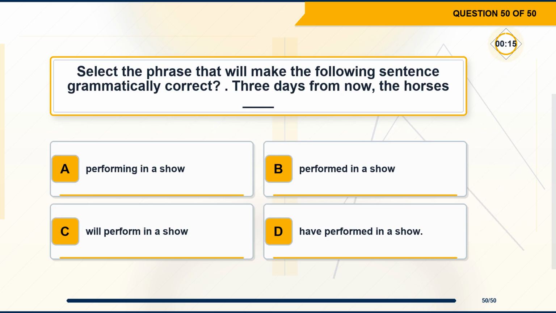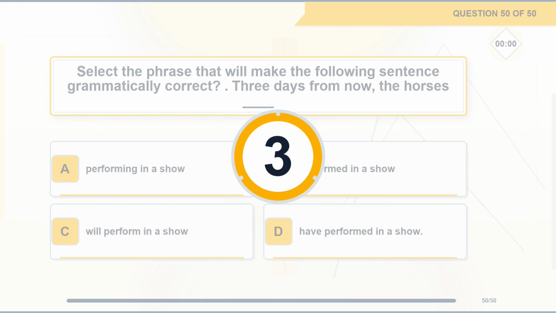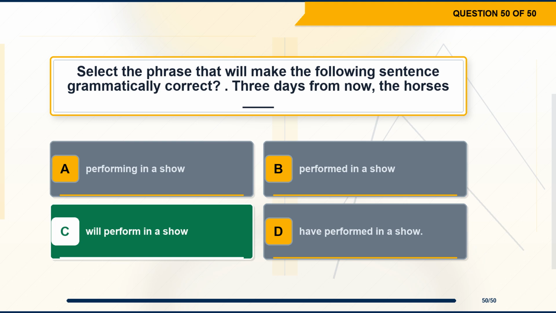Question 50. Select the phrase that will make the following sentence grammatically correct. 3 days from now, the horse is blank. Option A, performing in a show. Option B, performed in a show. Option C, will perform in a show. Option D, have performed in a show. The correct answer is option C, will perform in a show.